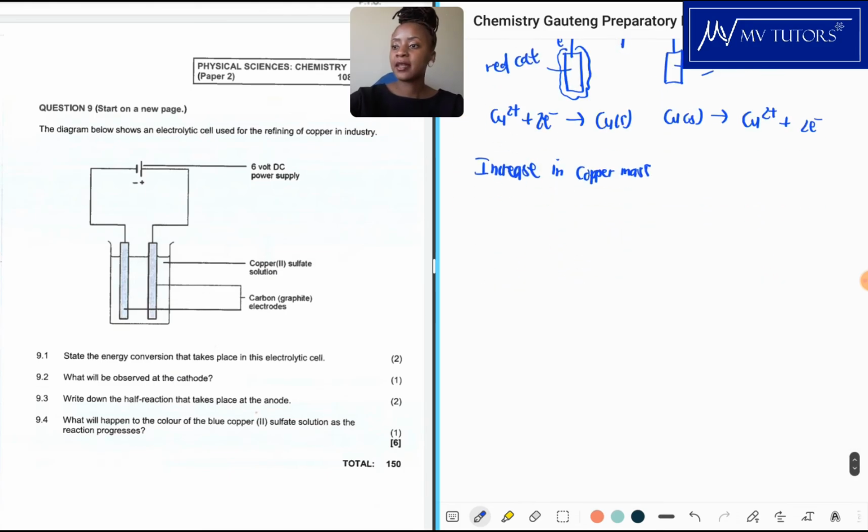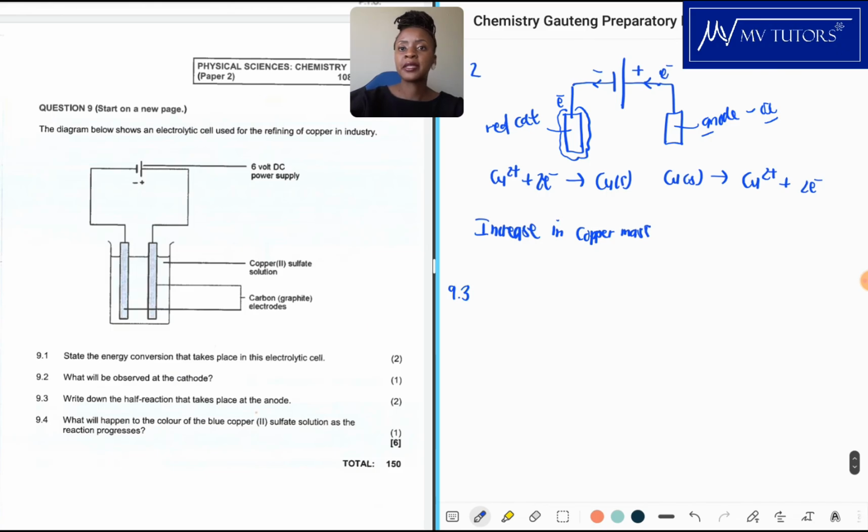Then 9.3: write down the half reaction that takes place at the anode. We have already discussed it. We have our solid copper, and in the copper sulfate solution you will have your copper ions. Let's state the physical states, solid and aqueous. So that is what happens at the anode.